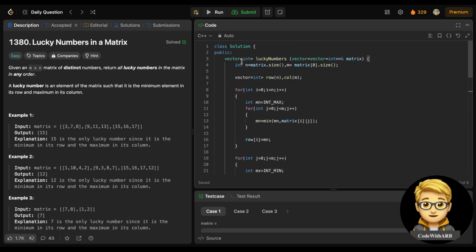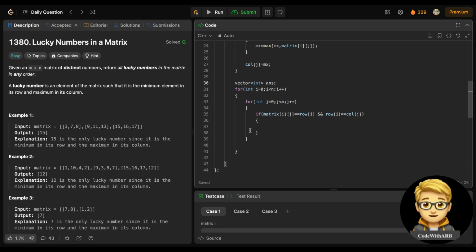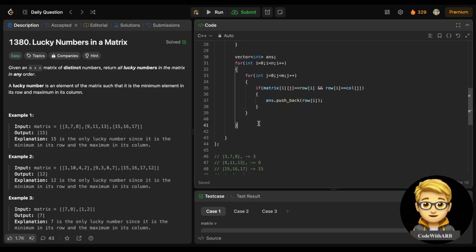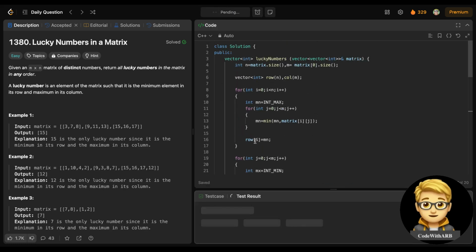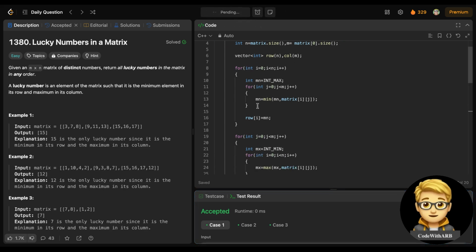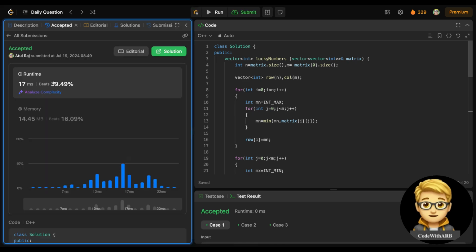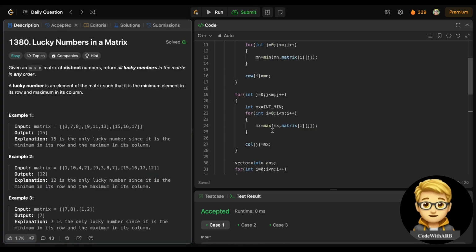I will store, so we have been given a vector, so we will return a vector answer, and this is answer.push_back of the matrix[i][j], or you can write row i, any one thing you want, because all are equal, right? And we will just return our answer at last. So this is how we solve this problem. Let's run this and see whether we have passed the sample case. Let's submit it. Yeah, we have passed all the test cases, right?